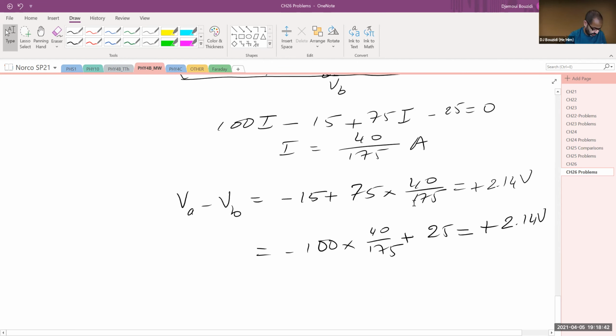So the question was, again, which is the higher point? So A is going to be a higher point than B by this much, by 2.14 volts. Now, with switch S closed, now they close the switch. Find the reading of the voltmeter and the ammeter.